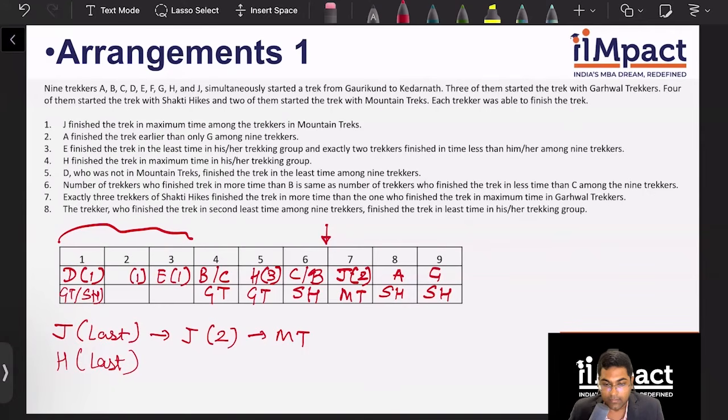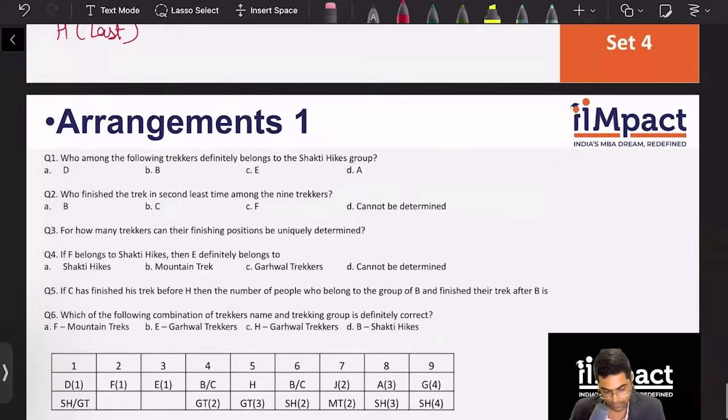Correct? And the only person who's remaining to be placed is F. So F will come over here. Yes. Do I know anything else? I think that's it. Am I missing something? Yes, yes, that's it. Okay. All right, so let's answer the questions in that case.